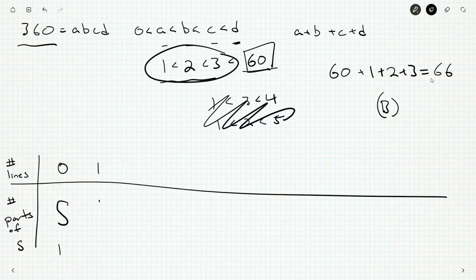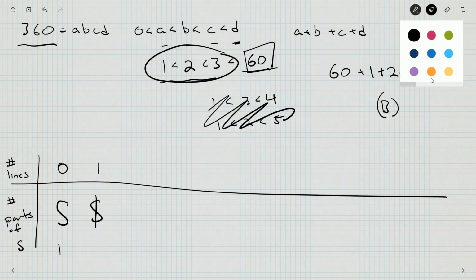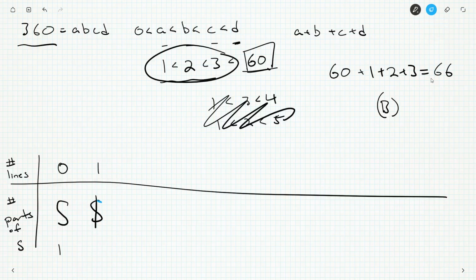If I've got 1 vertical line, well, 1 line comes in, and let's use another color here. It splits it into 1, 2, 3, 4 parts. Now, 2 vertical lines. We'll draw it a little bigger. But as has already been remarked, we get 7. 1, 2, 3, 4, 5, 6, 7.